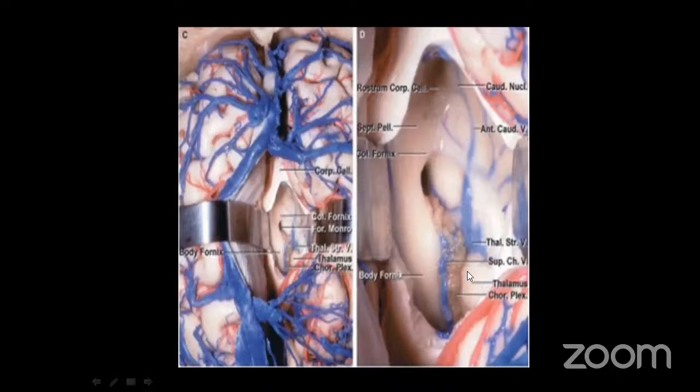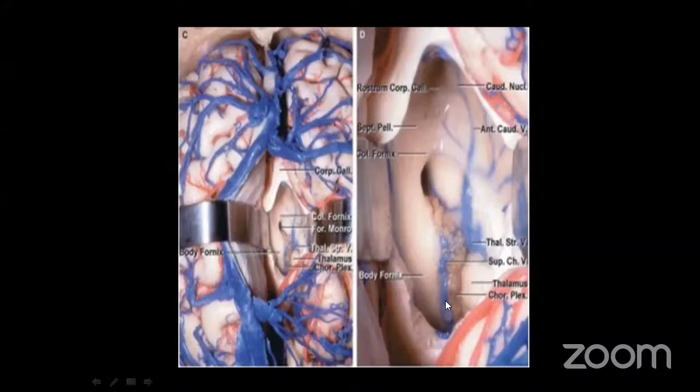We have got the striatum on this side, thalamus on this side. And then you have got an anterior caudate vein that is running the head of the caudate. We have got a septal vein, which helps us define the medial aspect. It's not clearly labeled over here. This one would be probably the septal vein.